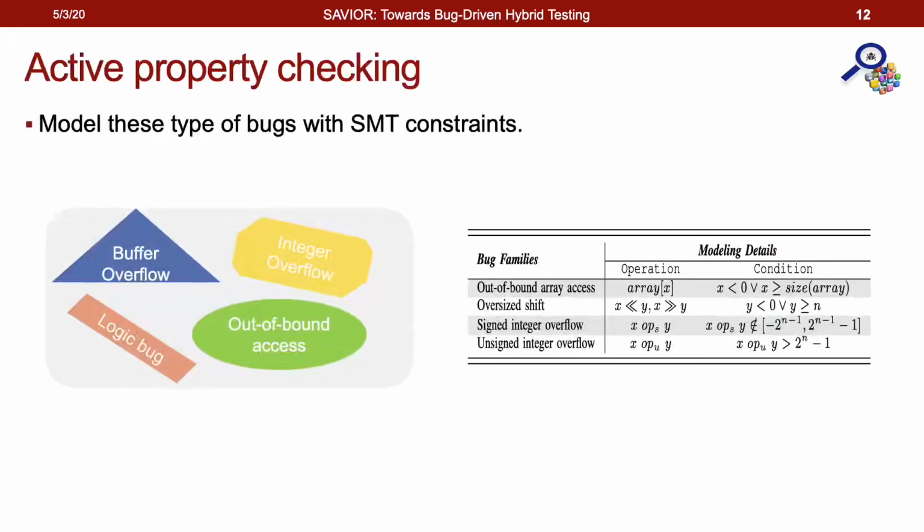After reaching a sanitizer instrumentation, how can we trigger the bug directly? Well, Savior relies on active property checking. It models the common bugs as SMT constraints, as shown in the table on the right. Combining this constraint with the path constraint, it can ask SMT solvers to directly generate an input that can reach the same sanitizer instrumentation and then further trigger the bug.